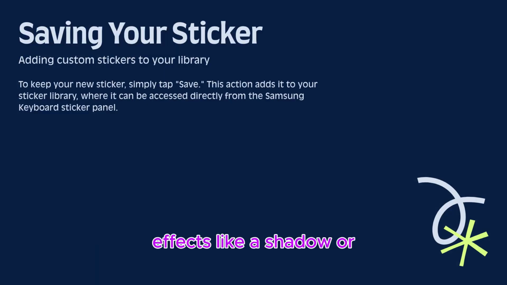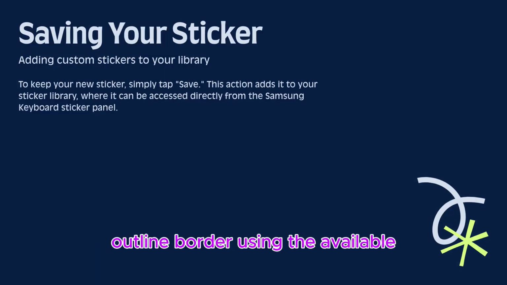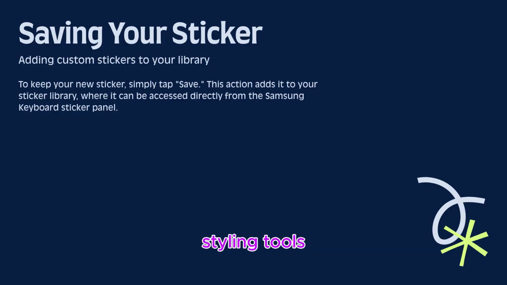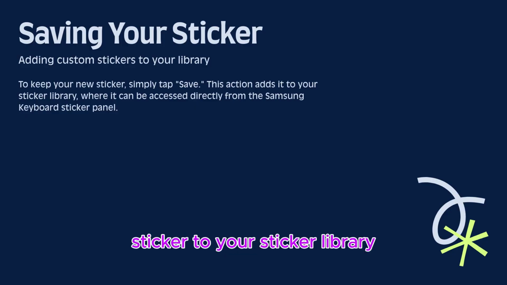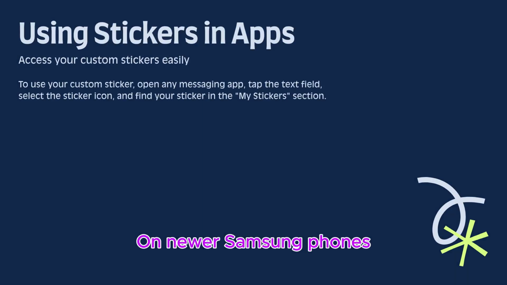You can now add effects like a shadow or outline border using the available styling tools. Tap Save to add this new sticker to your sticker library. On newer Samsung phones, stickers are saved directly to the Samsung keyboard sticker panel.